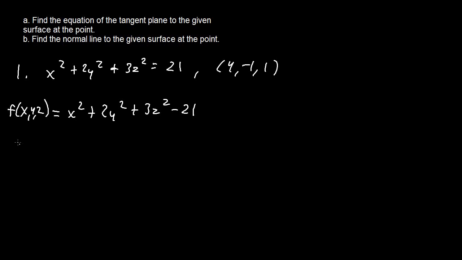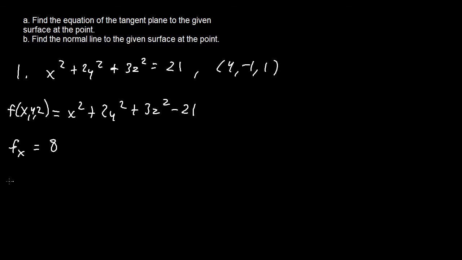So now let's go ahead and find f sub x, the partial derivative of f with respect to x. Now the derivative of x squared is going to be 2x, plus the derivative of 2y squared is 0, the derivative of 3z squared is also 0, and the derivative of negative 21 is also 0, because we're only deriving with respect to x. And so now if we evaluate it at the point (4, -1, 1), notice there is no y or z variable. There's only the x variable, so 4 times 2 gives us 8.